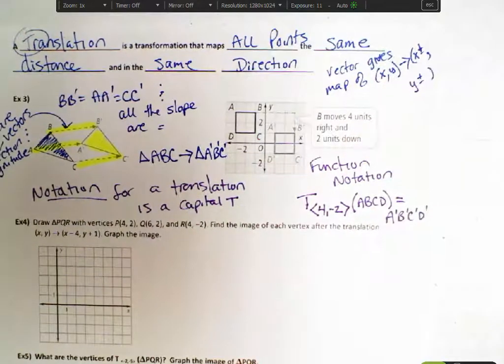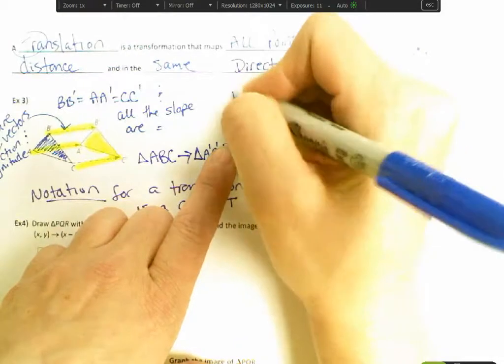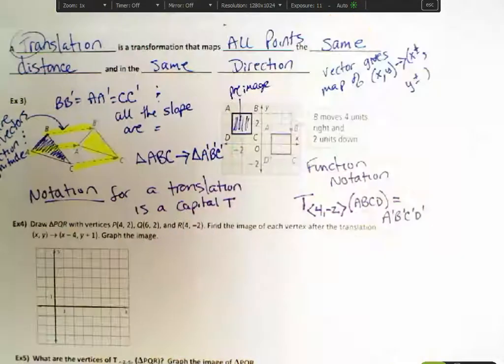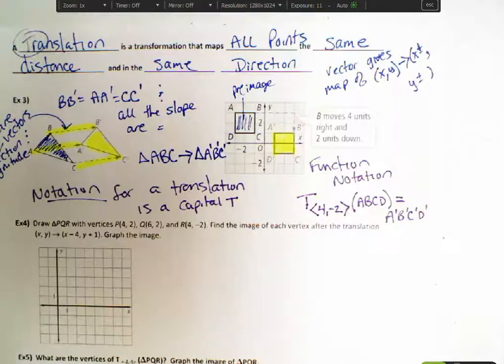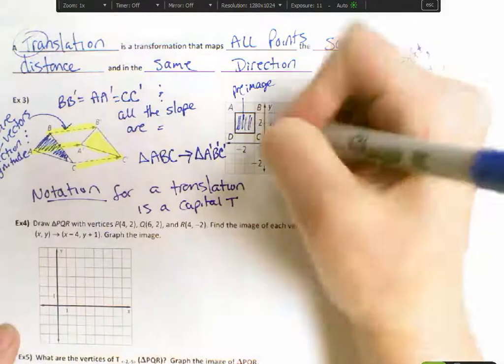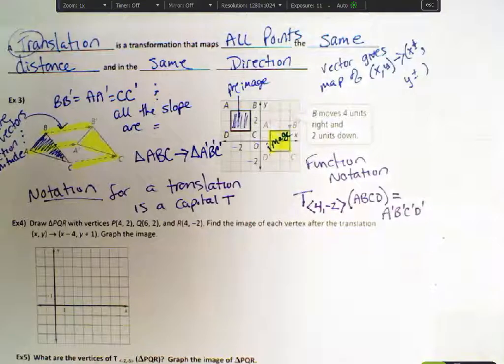So let's take a look at this specifically. There are no primes on these letters, so this must have been my pre-image. I moved or translated my pre-image into my prime ABCD. So this is my image. What the vector does is it tells me how I moved it. So I need to take one of the points, because if I do it for one, that means I did it for all of them, and figure out what my moves were.